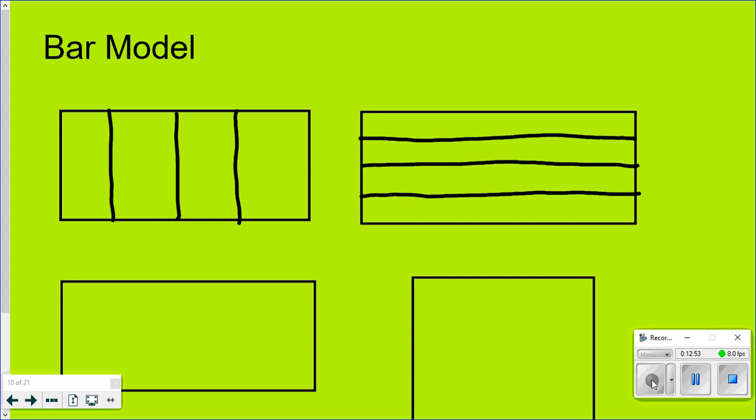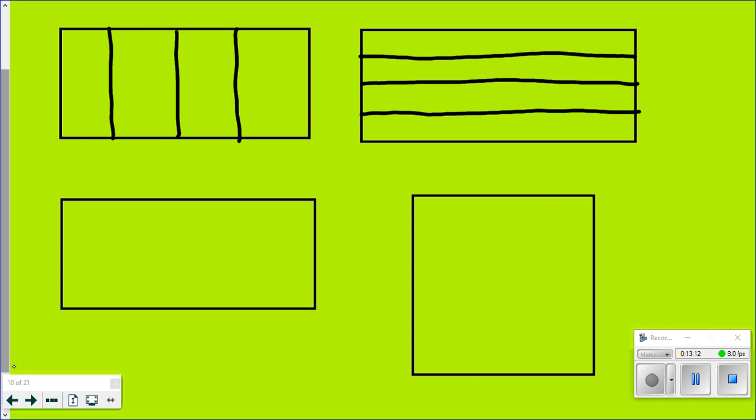Yeah, I can't just count the lines. I have to actually count each space. So there is 1, 2, 3, 4 spaces. Yeah, is it obvious? It is obvious to some friends, but I wanted to make sure that we were all on the same page. Alright, let's draw another bar.